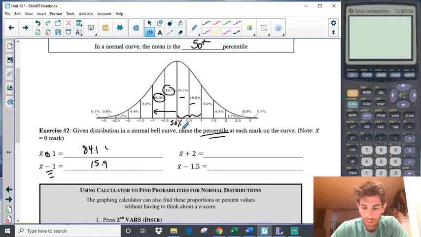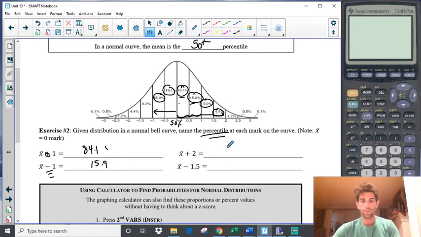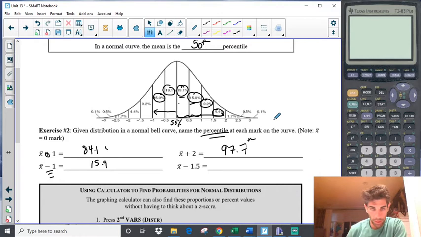2 standard deviations above, okay, you're going to add the 50 plus all of these numbers here, the 19.1, the 15, the 9.2, and the 4.4. Okay, you're going to add up all of those, and that's going to represent the 97.7th percentile.